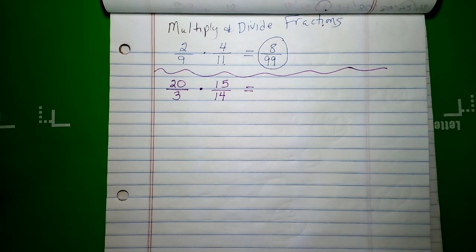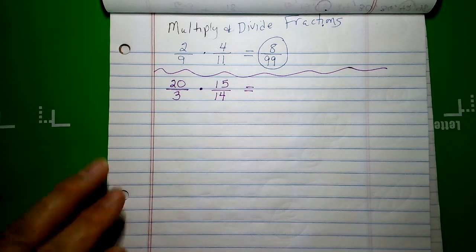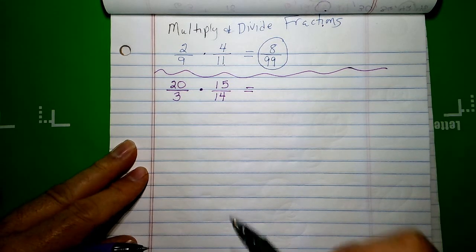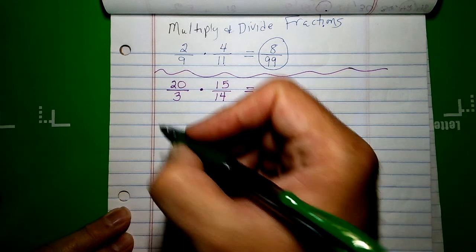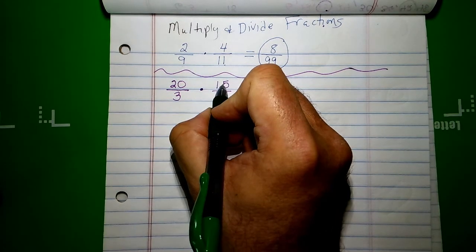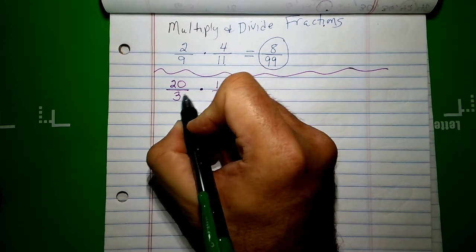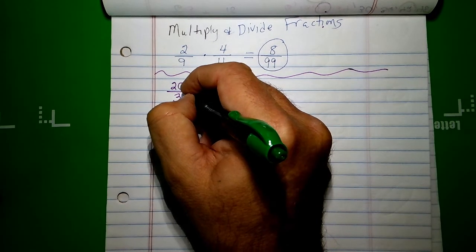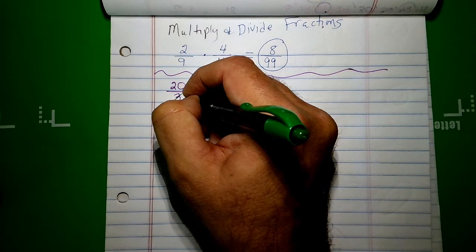But what I want to do here is show something that you can do with fractions to get slightly smaller numbers. Only when you're multiplying, not when you're adding or subtracting, you can do this cross-canceling. Do y'all remember that? Look at the 3 and 15. What number divides into both of those? Well, a 3. So if we divide this 3 by 3, that would be a 1.